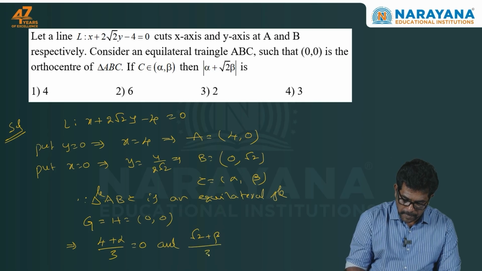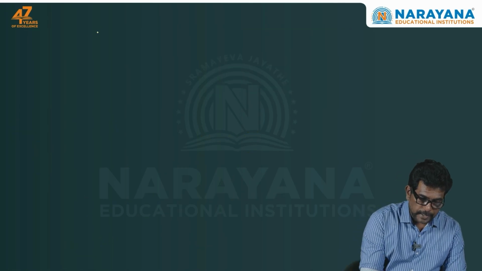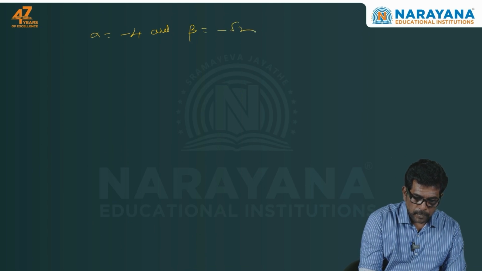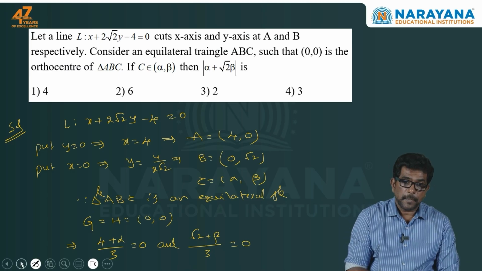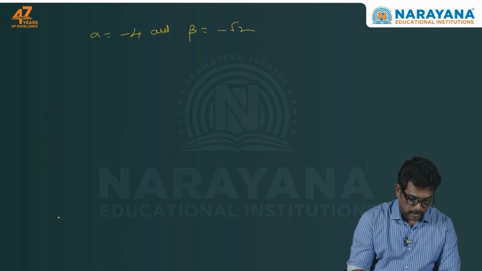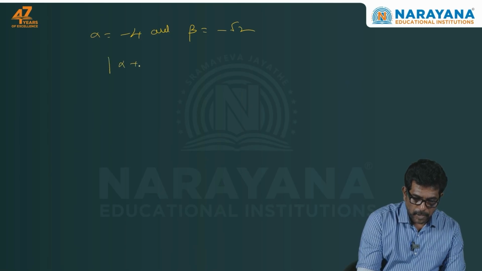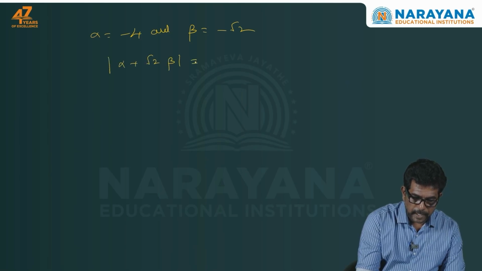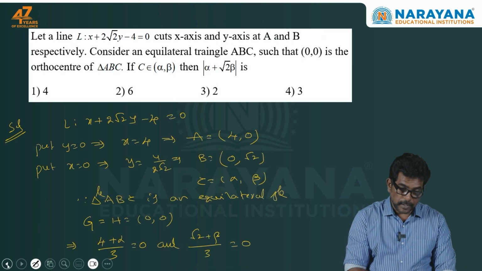and (root 2 + beta)/3 = 0. Now by simplifying this, we get alpha equal to minus 4 and beta equal to minus root 2. Now they asked for mod of alpha plus root 2 beta. Mod of alpha plus root 2 times beta is equal to mod of minus 4 plus 2 times root 2 times minus root 2, which is equal to 6. 6 is the answer for this.